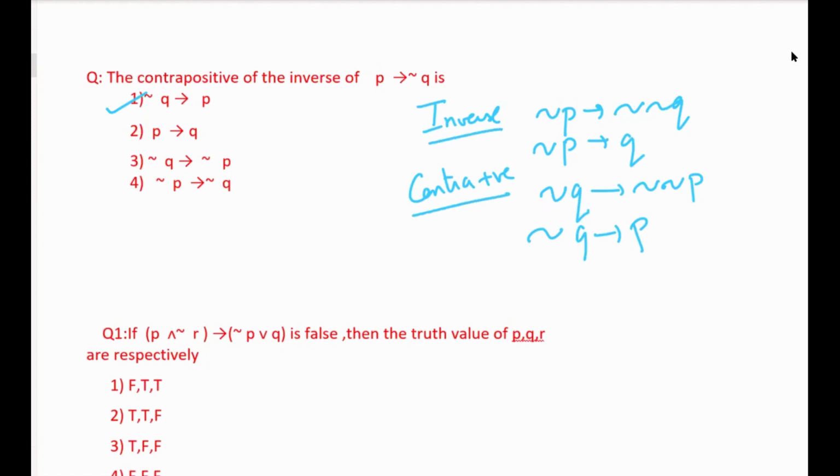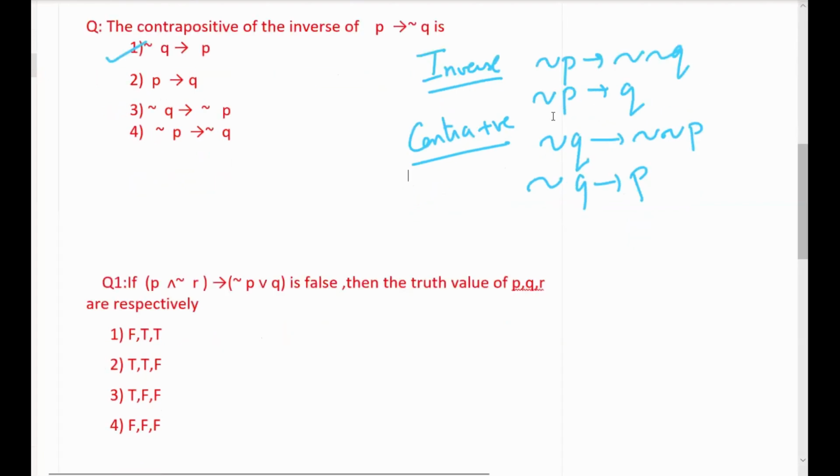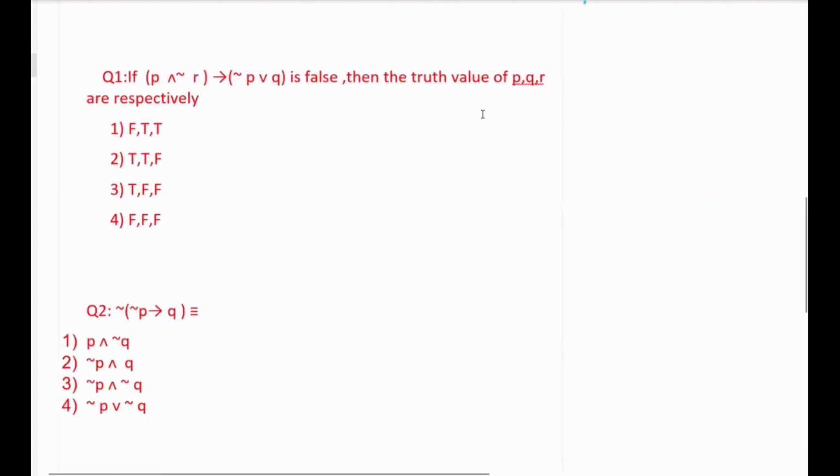So first we find the inverse, then we find the contrapositive. This is the application of what we have done in our previous class. Now look, very important type. What is written here? Suppose this is your statement, small a implies small b.